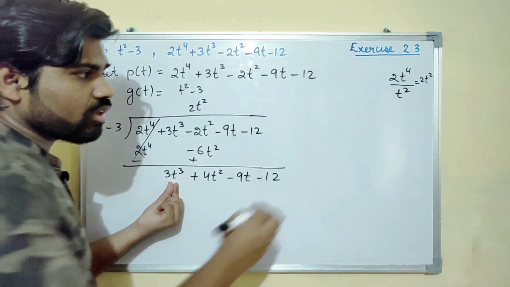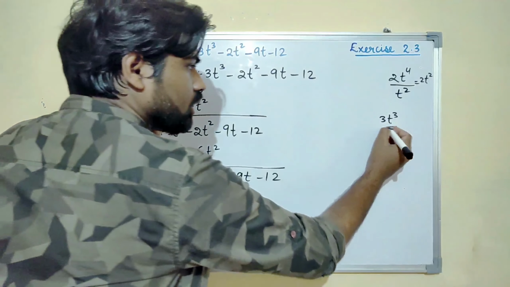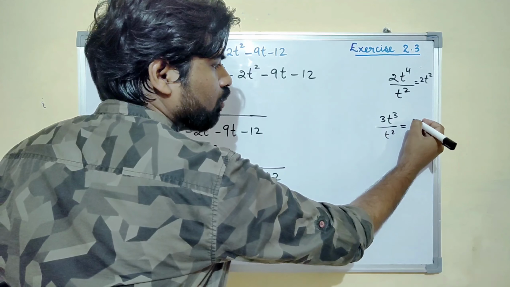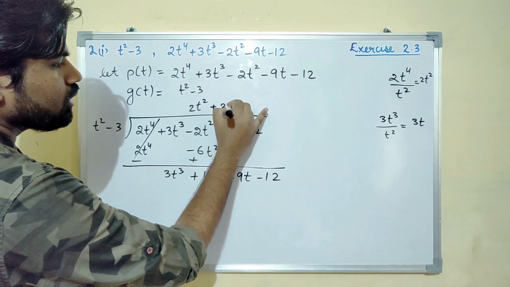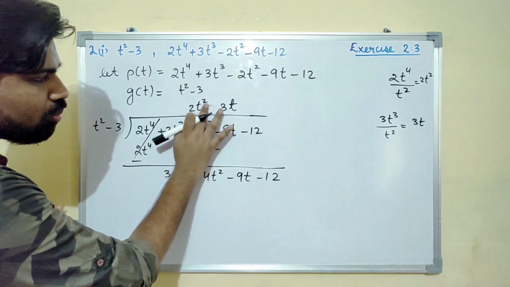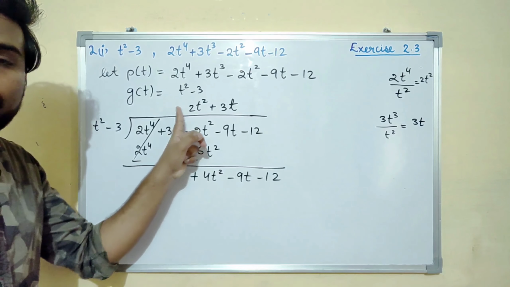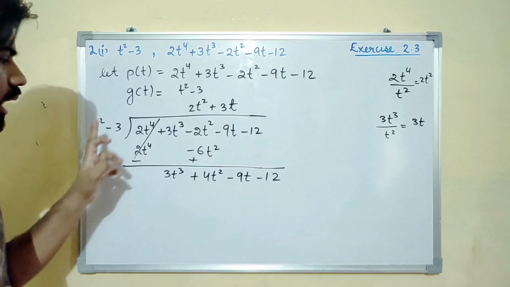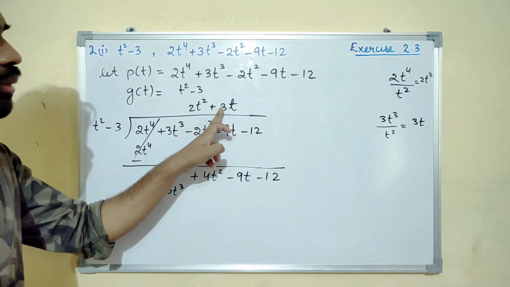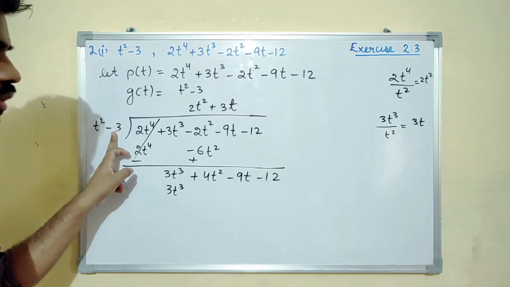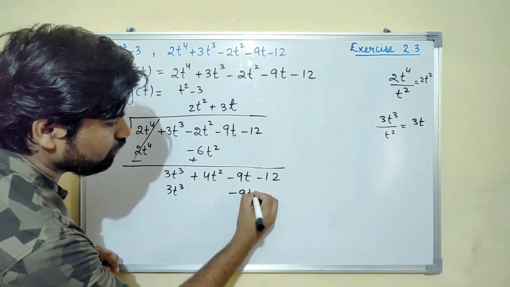Now the first term of the dividend is 3t cube and the first term of the divisor is t square, which will give you 3t, right? Plus 3t, write it here, plus 3t. Okay, this is your plus, don't be confused by the symbols. 2t square plus 3t. Now multiply 3t by t square, you will get 3t cube, and multiply 3t by minus 3, you will get minus 9t, right? You will write it under the 9t term.